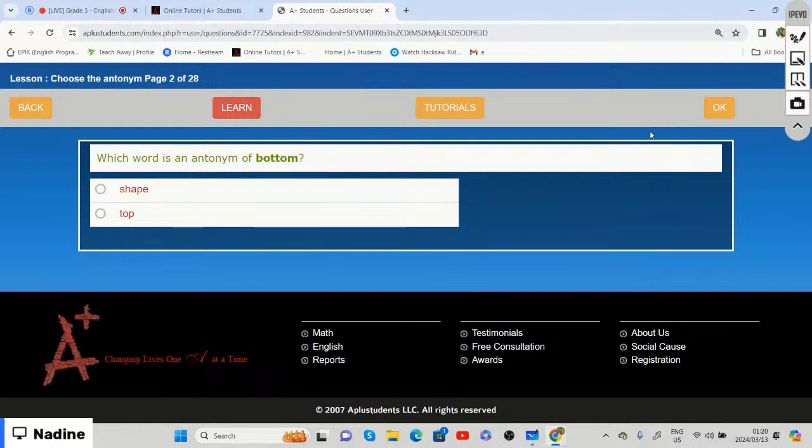We need to give the opposite of bottom. The opposite of bottom. Is it shape or is it top? The opposite of bottom. Is it shape or top?